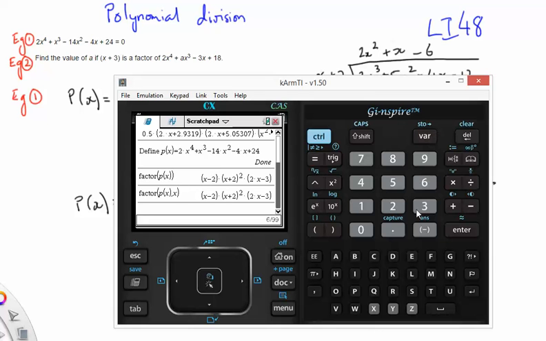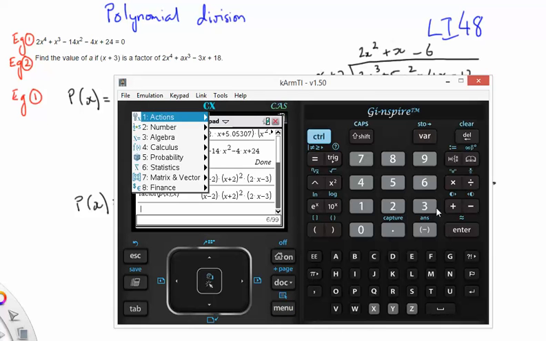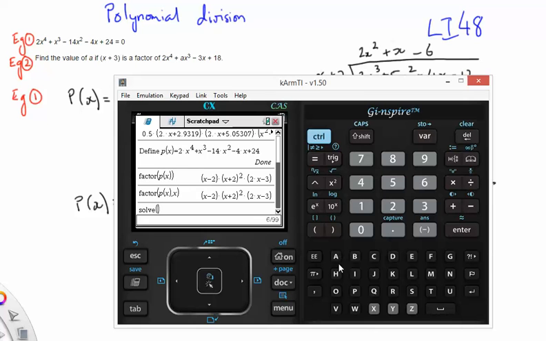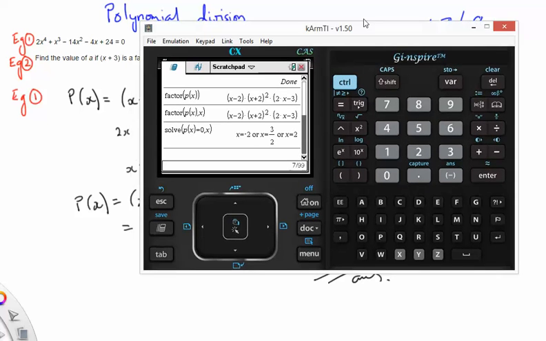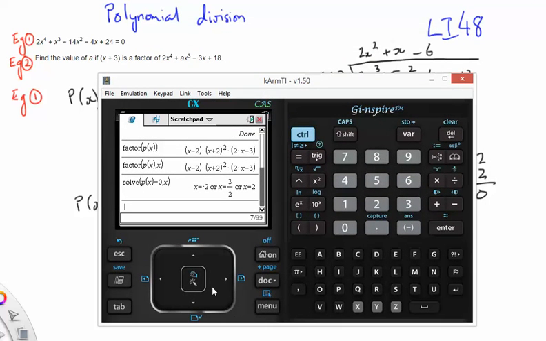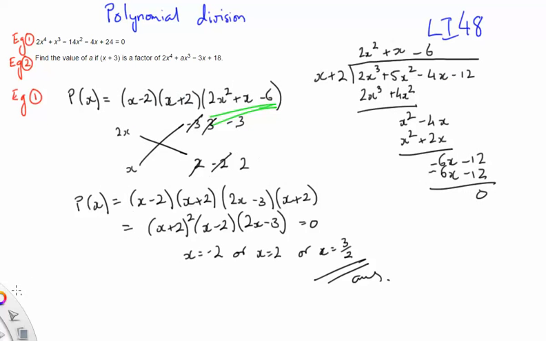And as always, you can use your solve function. Menu 3, 1, solve. Solve p of x. Let's find the zeros of p of x. Solve p of x equals 0. We're solving for x. Whoops. There we go. There are our solutions as we worked out there. Or we can of course use the zeros function, which you've seen before. So that's another way to do it. So that's our answer. We can tick that off.